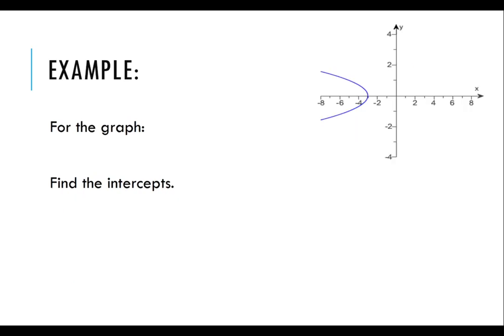For this graph, we want to find the intercepts again. Right here, that's the only one, the only place we cross the axes, and this is the ordered pair -3, 0.